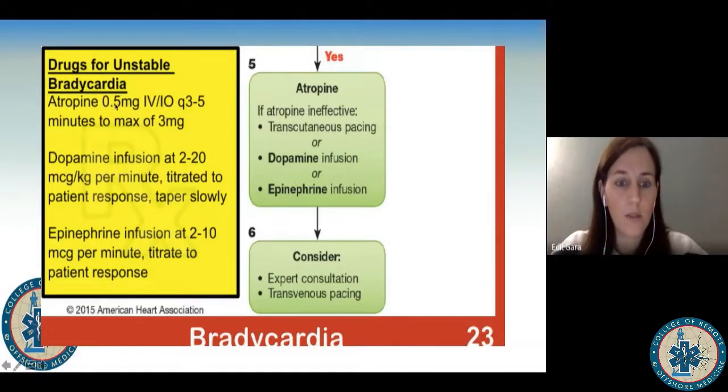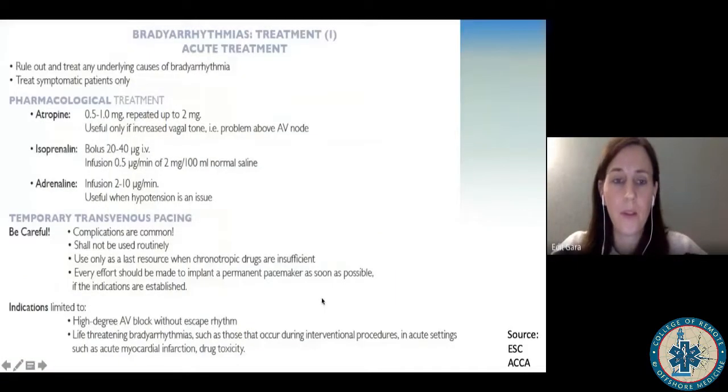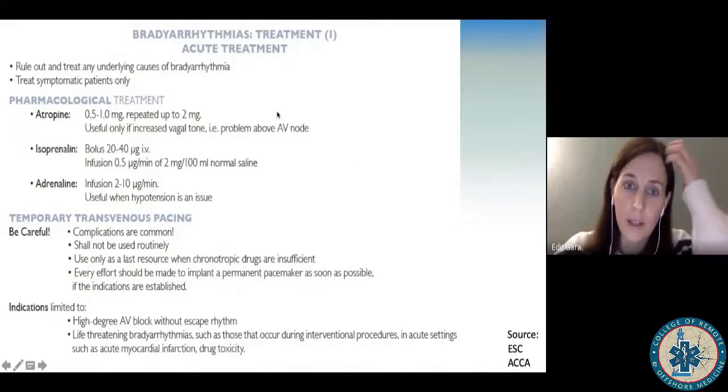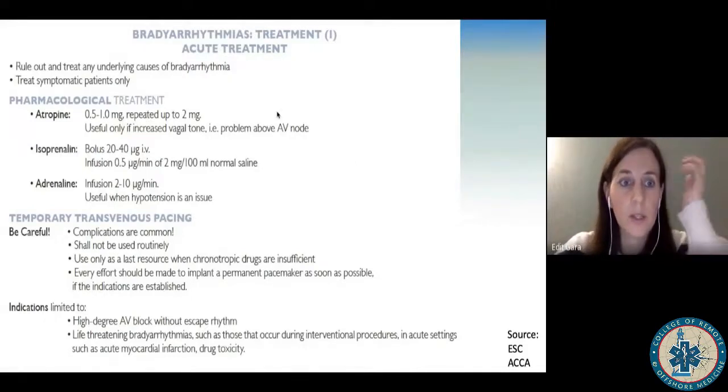So you can see the doses here, and this one is again from your field guide. And if the medication is not working, then you can try the transcutaneous pacing. I would like to show you this slide as well. This is from the European Society of Cardiology guideline on treating the bradyarrhythmias.